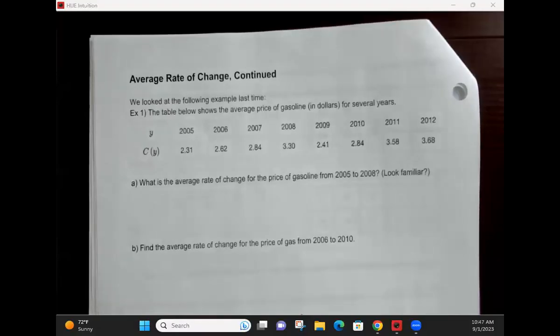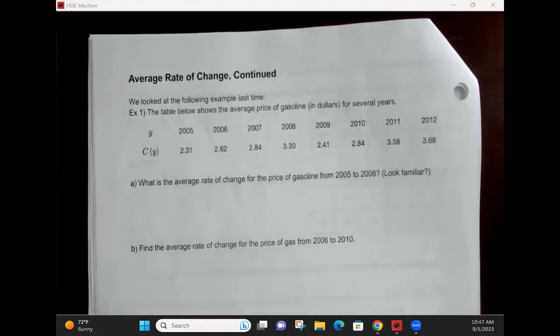Okay, so average rate of change. That's what we talked about last time. We're going to see average rate of change again today. So a little review, but also a different kind of context, a little bit different spin to a few of our questions for today.